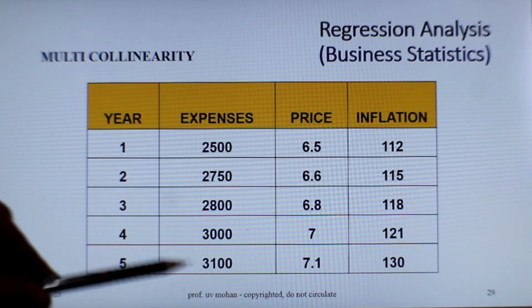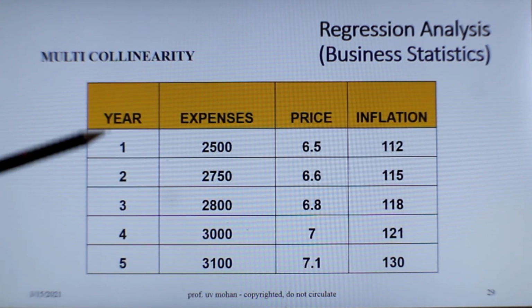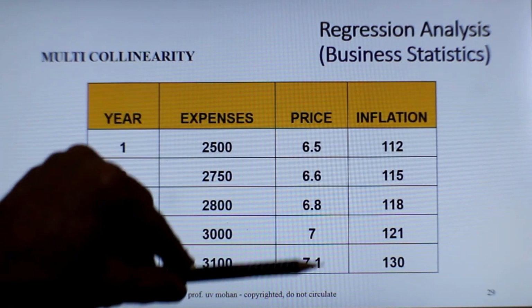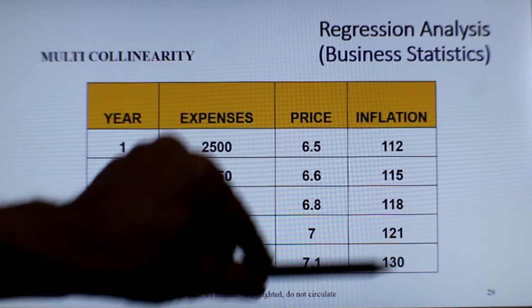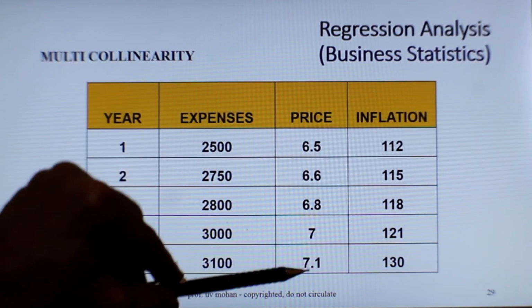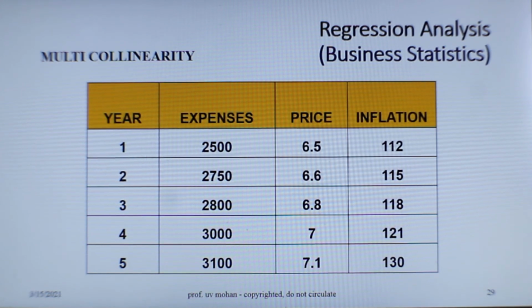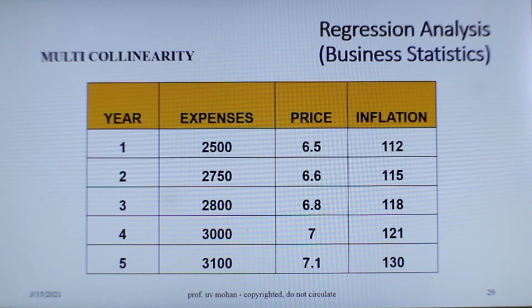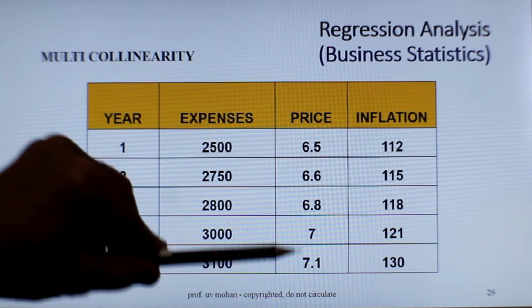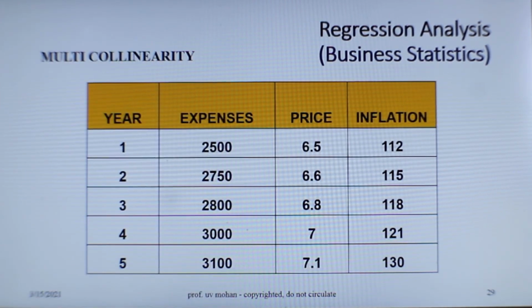So the expenses are shown here, year-wise, along with the price rise or the prices and the inflation. You can see the price and inflation are highly correlated. This is a typical situation of multicollinearity. So in which case either we'll consider expense with price rise or expense with inflation and be done with it. So that simplifies the problem.